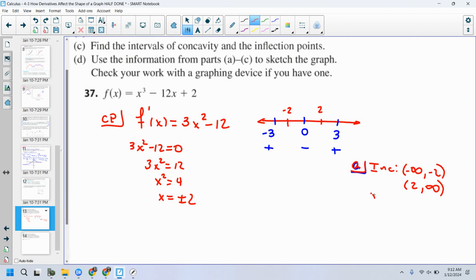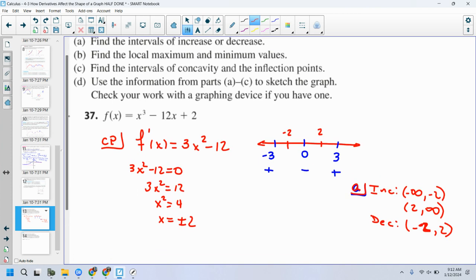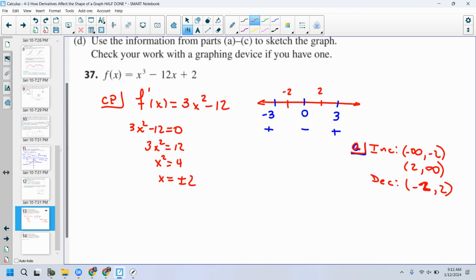And then it decreases from -2. Oops, I wrote 2 negatives. -2 to +2. So that's part A. Find the intervals of increase and decrease. Find the local maximum or minimum values.